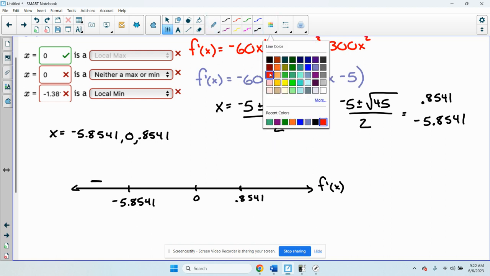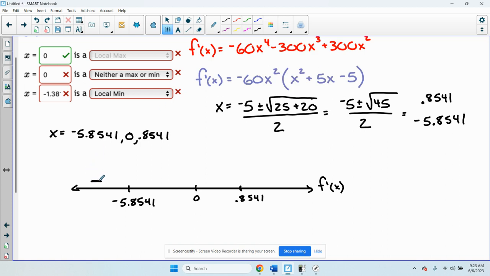Okay. Let's do this in a different color. Let's pick a number between these two, negative 5.85 and 0. Let's do negative 1. Well, I can probably do this in my head. Negative 1, that's going to be positive. So this will give me negative 60 times negative 1, that's going to give me positive 1 minus 5 minus 5. This is going to be a negative, so it's negative 9 times negative 60. So that's going to be a positive number. A negative times a negative will give me a positive result.